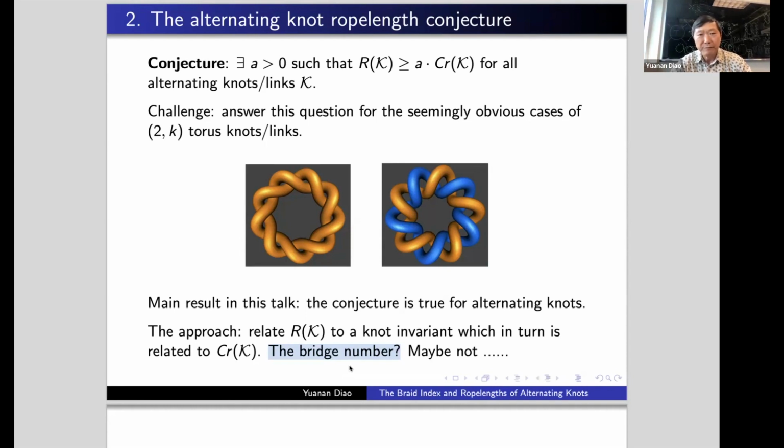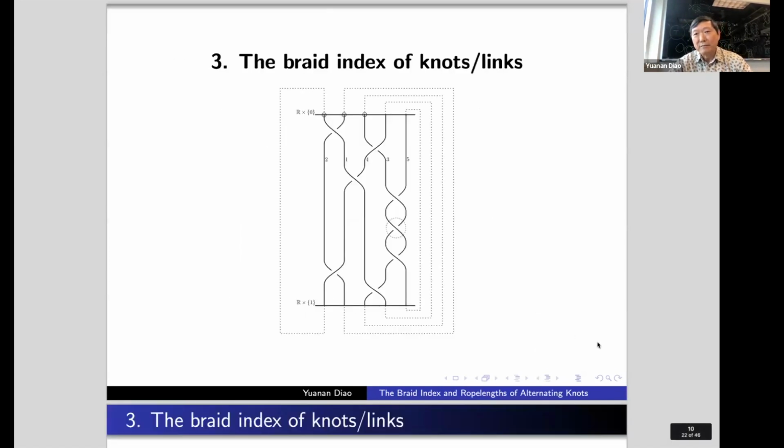multiplied by some number. However, that is not a good candidate in general because there are just too many alternating knots with small bridge numbers. Like those here, they all have bridge number 2, but they are complicated enough, and their rope length is not short. So the bridge number is not a good candidate. And so when you search for other candidates, a quantity you can compute, naturally the braid index comes to mind.